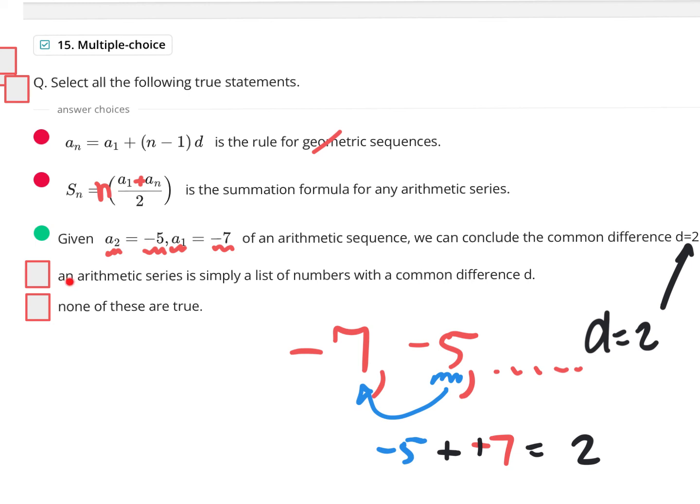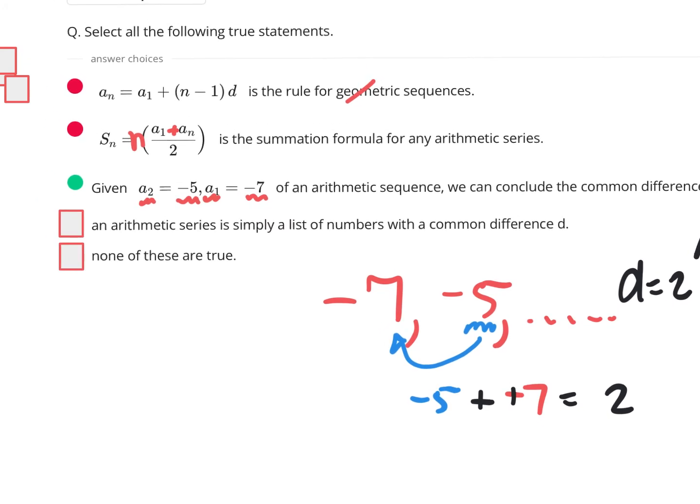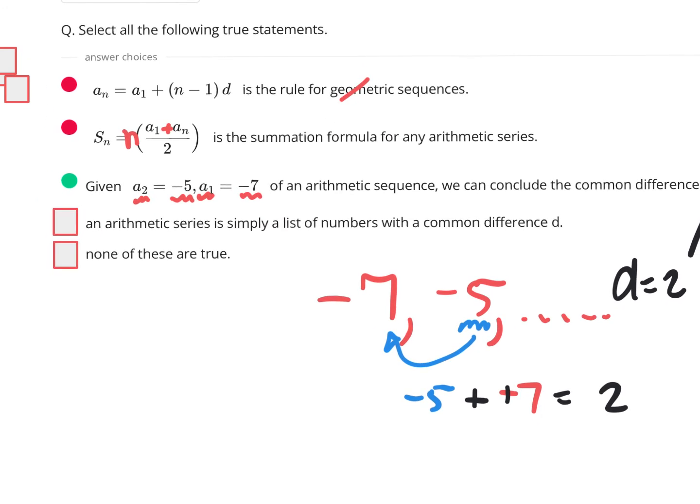Last but not least, an arithmetic series is simply a list of numbers with a common difference d. That's false. An arithmetic sequence is a list of numbers with a common difference d. A series is when you're adding them all up, when you're taking an arithmetic sequence and adding up all those numbers. So it's a summation. That's false. For some reason I can't remove this, so yeah, that's a red dot right there. That's false. An arithmetic series is when you're adding up. It's not just a list of numbers, so that's false. Okay, so this is the only true one.